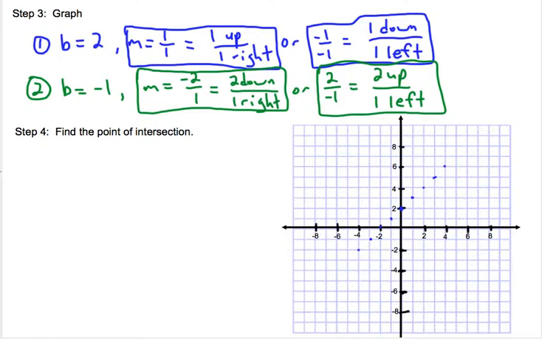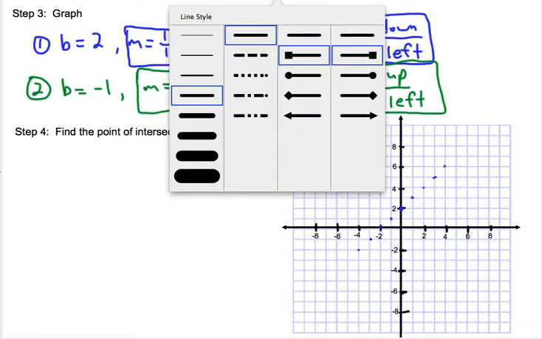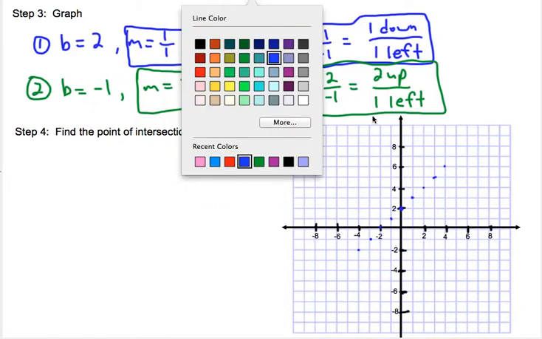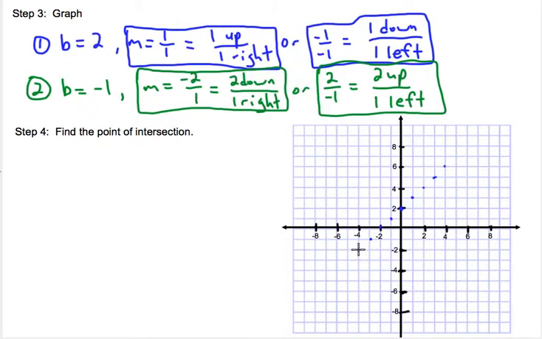And I'm going to connect the dots here. So let's see, I want a solid line, and I want it blue. Okay. Essentially something like that. Now we can graph the green equation.